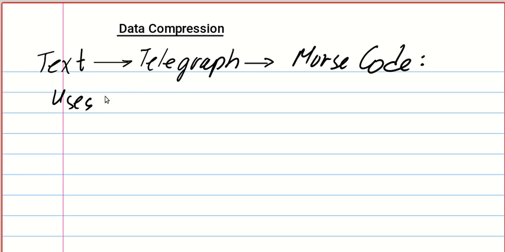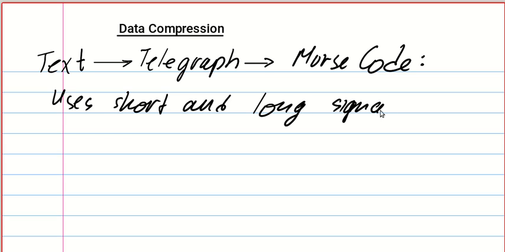It uses short and long signals. So basically a short sound and long sounds, but we can think of it as a short bar and long bar in our code bars. So theoretically speaking, we can use zeros and ones to represent short and long signals.